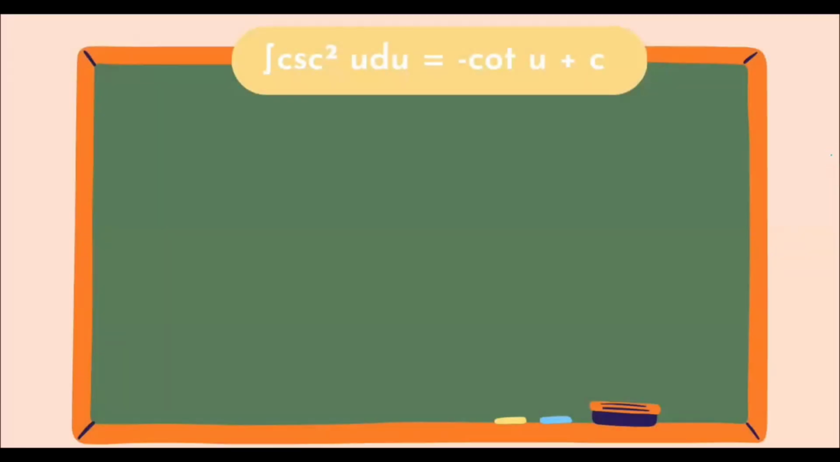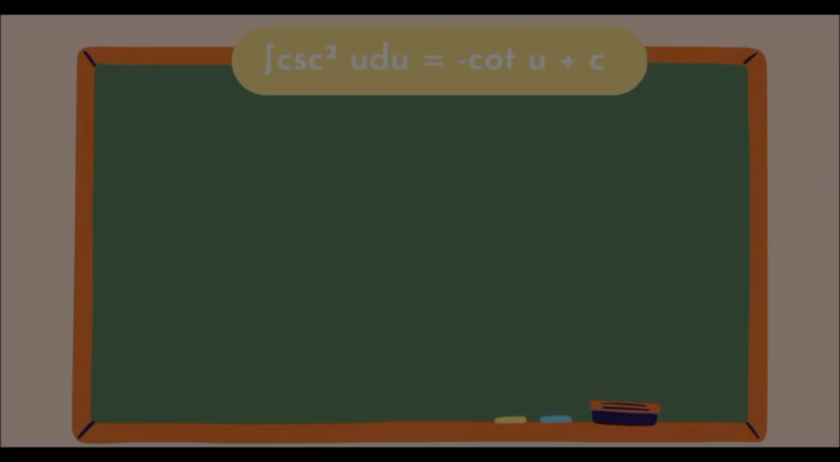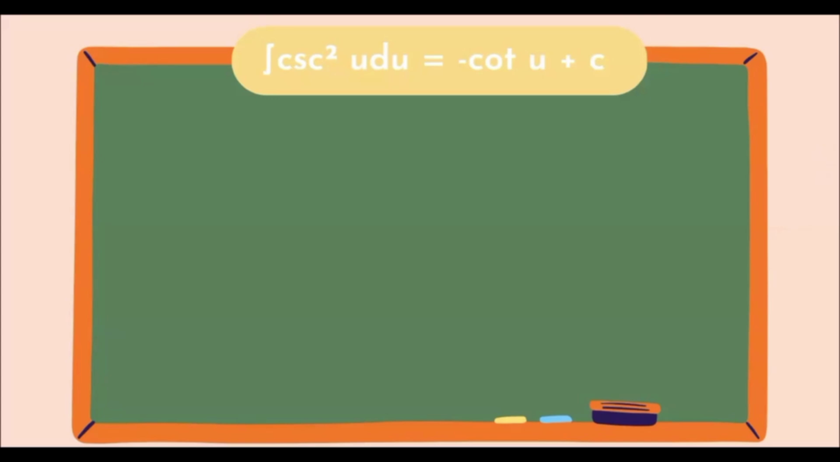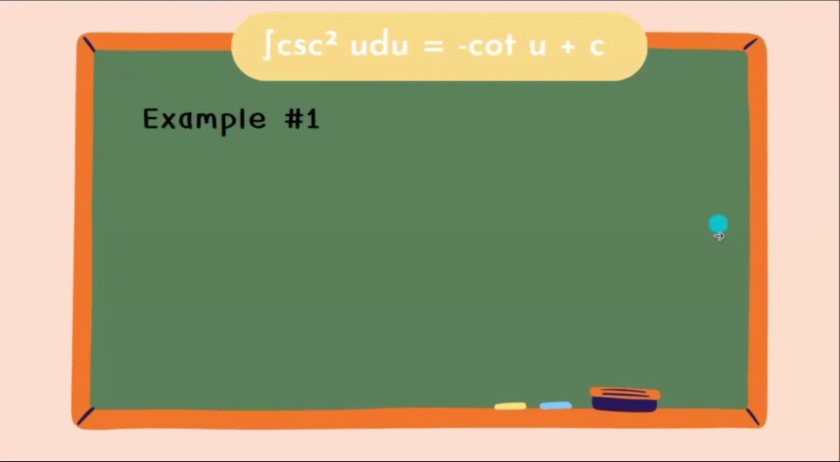And the last 4 formulas will be discussed by Miss Elaiza. In this example, we will be using the integral of cosecant squared u du is equal to negative cotangent u plus c. Example number 1. Integral of cosecant squared 7x minus 8 dx.